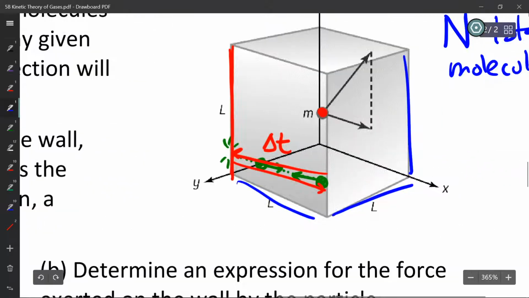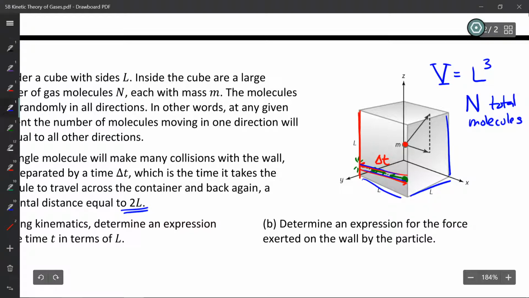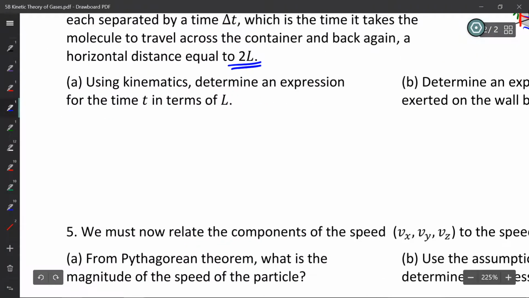The last thing to notice: what's the distance that the particle traveled in delta t? In the time delta t, the particle traveled 1L to the left and then 1L back, so it traveled a total distance of 2L. Let's determine an expression for the time delta t in terms of L.